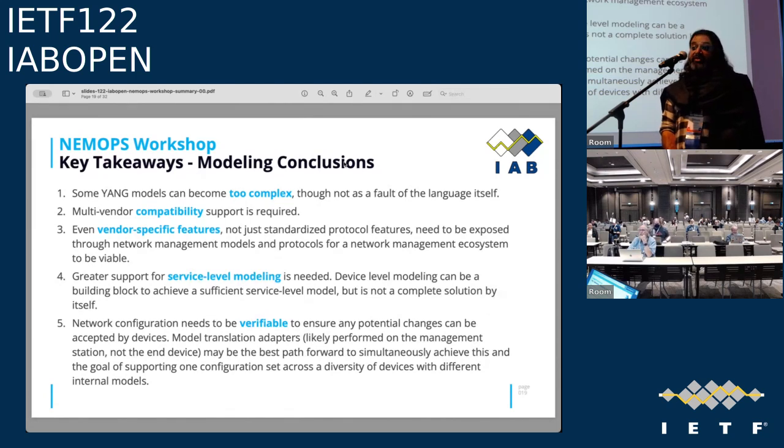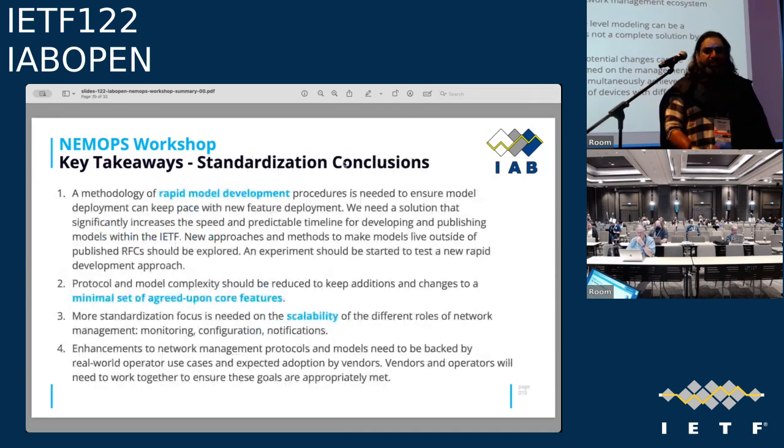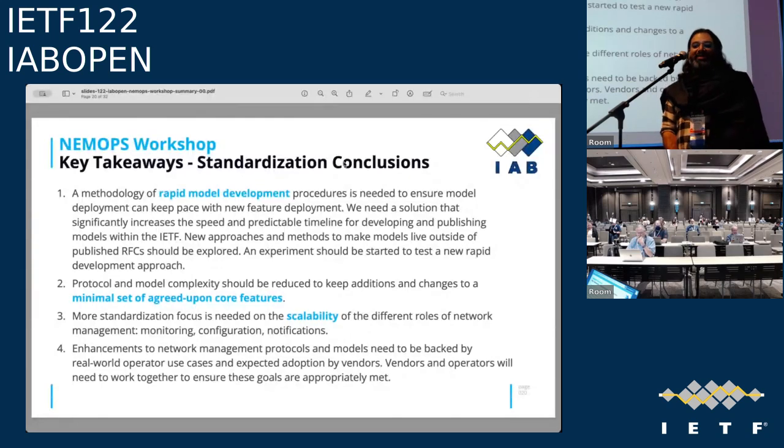Focus on vendor-specific features because they exist, and we need to make sure that however we do standards work, it allows vendor-specific things to evolve as well, with ease of use rather than becoming very complicated. Service level modeling, we do that for L3SM and L2SM, but that's a direction we need to continue to grow. Make sure that configurations we do are verifiable so that the full circle can happen with respect to Yang modeling. Next slide, I'm coming to a conclusion.